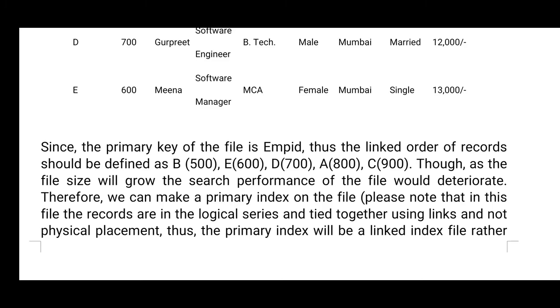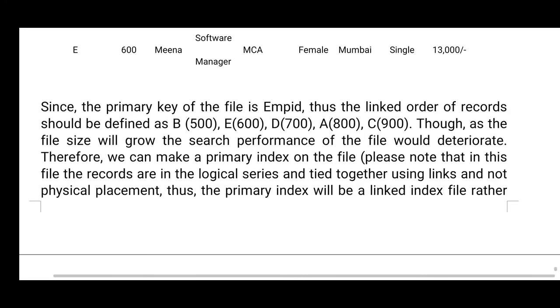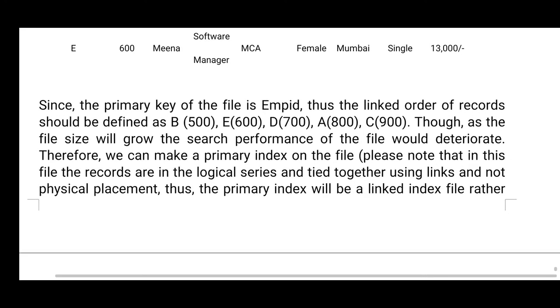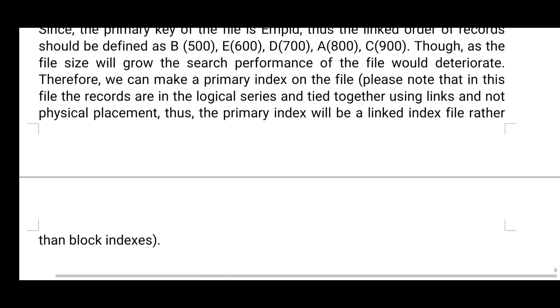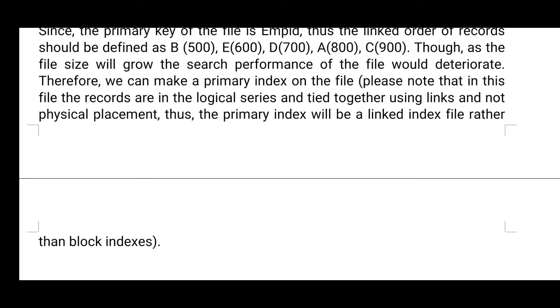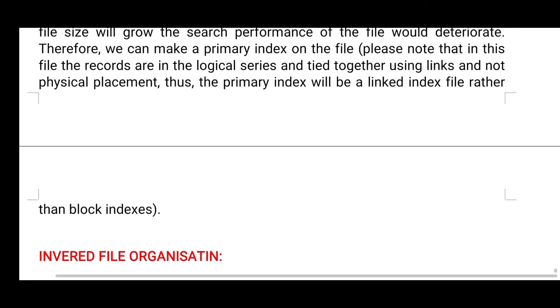Therefore, we can make a primary index on the file, place it not in the file records but in the logical series, and tie it together. Thus the primary key will be a linked index file rather than a block index.